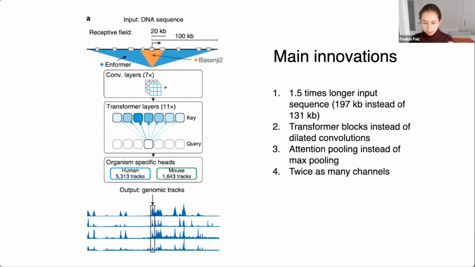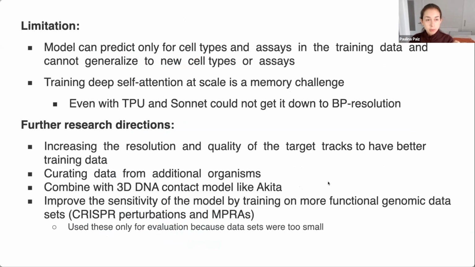Okay. So some of the limitations are that the model can only predict for cell types and assays in the training data and cannot generalize to new cell types or assays. And then I mentioned with the quadratic complexity that training deep self-attention at scale is a memory challenge. And even if they were using TPU and Sonnet, which is from DeepMind, like the Keras version of DeepMind, I think that's how they describe it, they cannot get it down to base pair resolution because that would require a very much longer sequence.